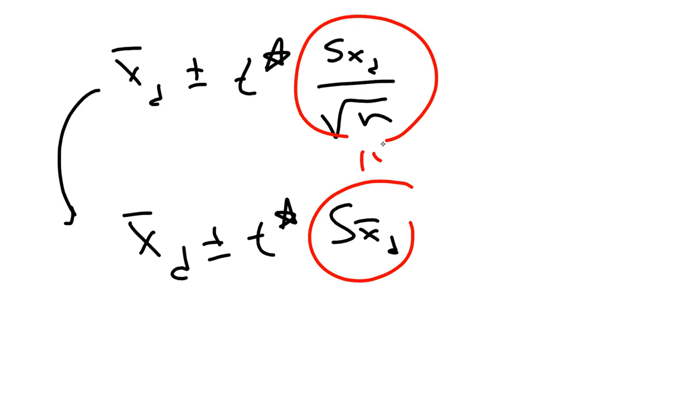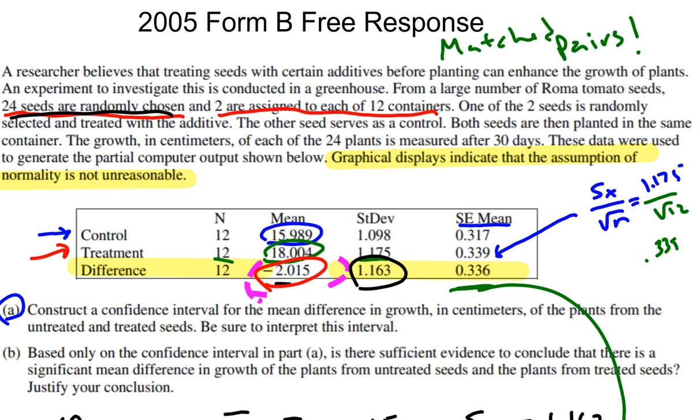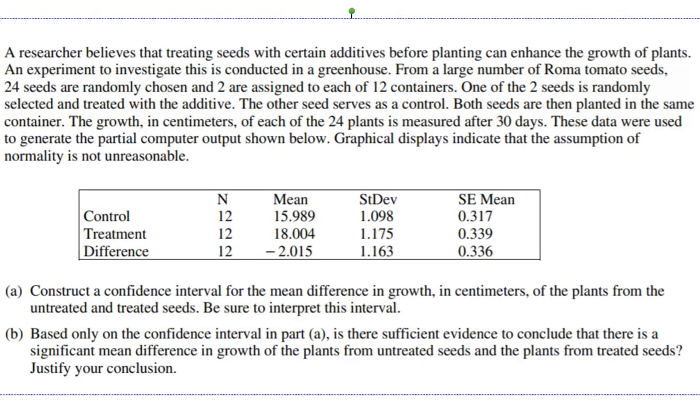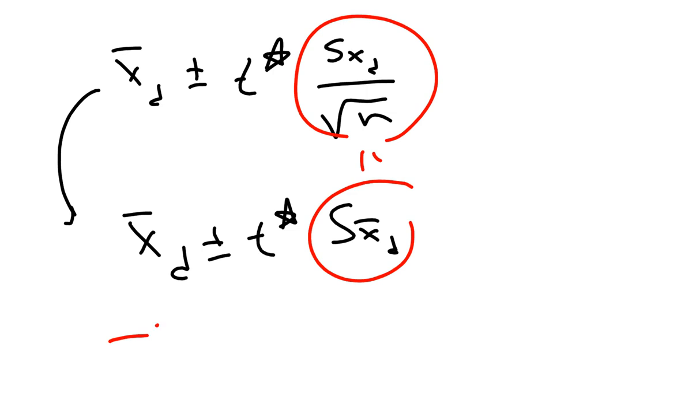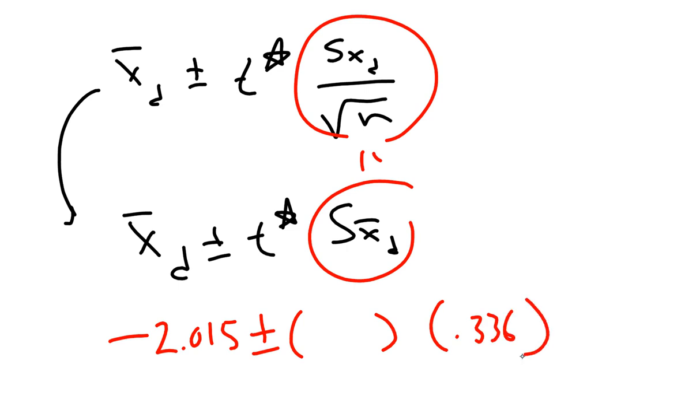Okay, and we actually have all these pieces if we go back to the original data set. So you'll notice here, there's a lot going on. So let me make this easier so there's no confusion. Let me just copy this. Let's go to a new page here. So just so we're clear, this number here is x bar sub d, and this number here is s of x bar sub d. So negative 2.015 and 0.336. So we can plug all those in. Negative 2.015 plus or minus t star is going to be blank for a minute, and this is times 0.336. Now, in order to get t star, we need to know our confidence level and our degrees of freedom. So let's go back to the problem.